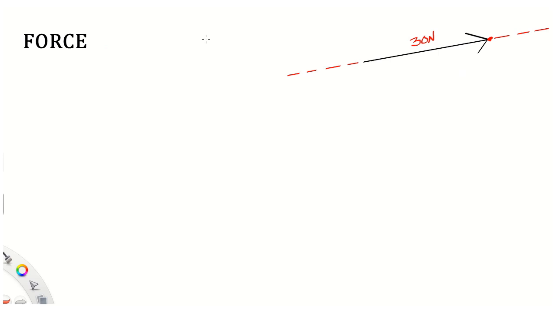Now we are going to give a further definition of a force. Now, force is an abstract thing. That is the first definition that we have discussed in the first video. Another thing about force is that this is a vector quantity.